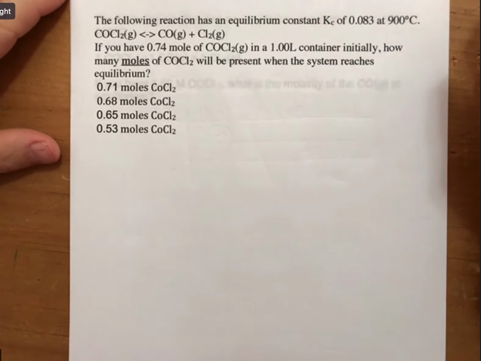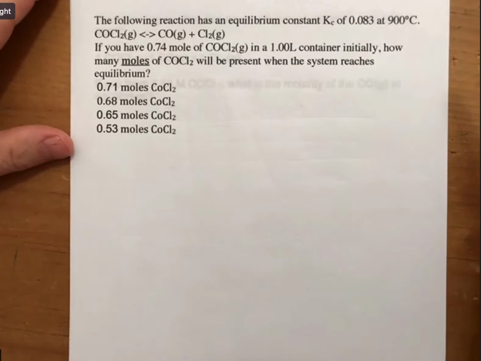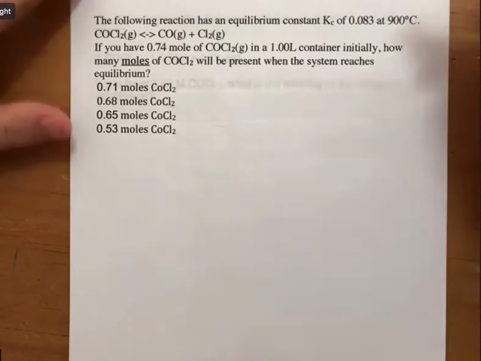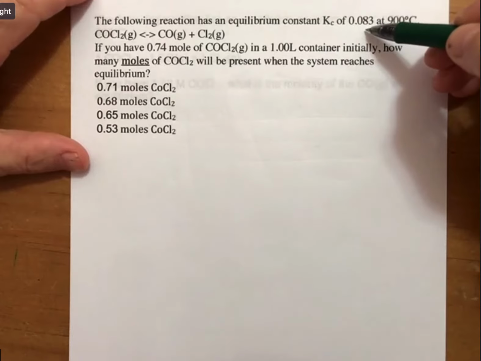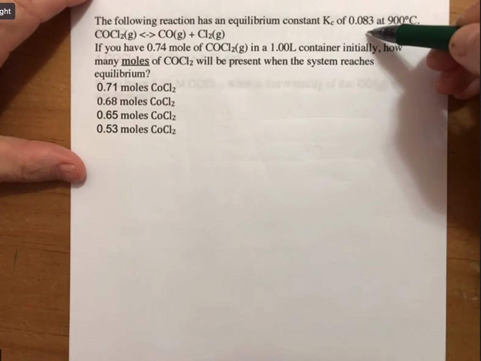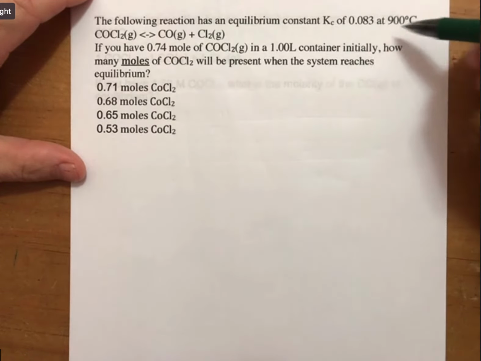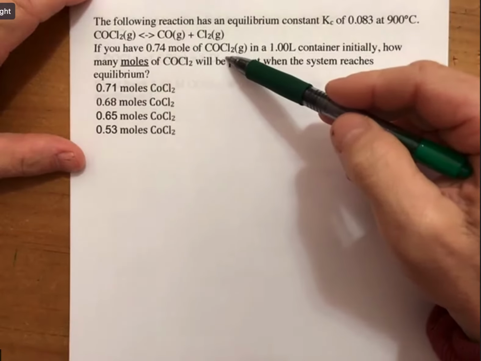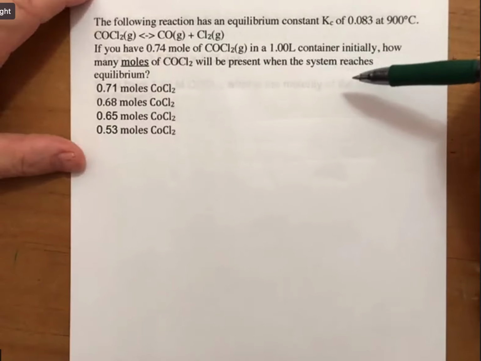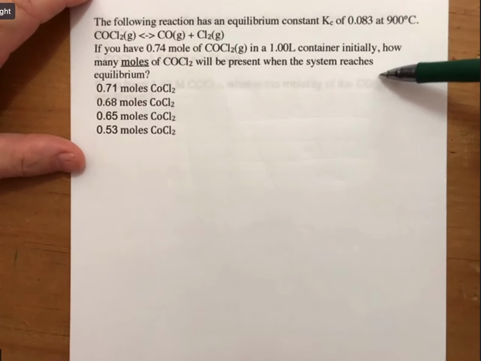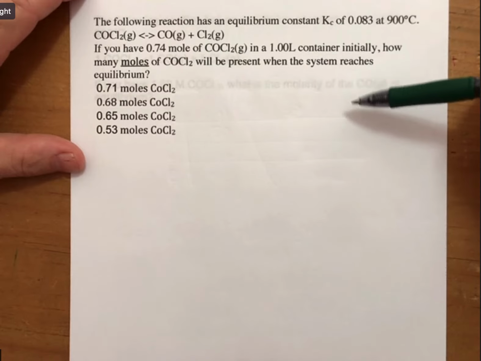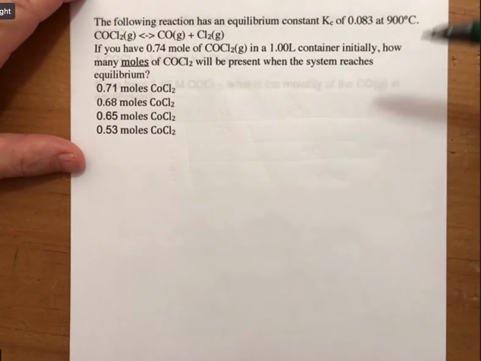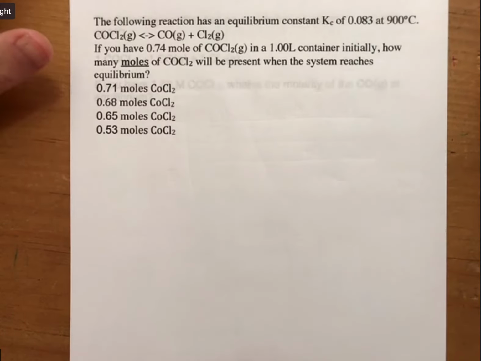Now for this problem, we are going to do another ICE table. It says the following reaction has an equilibrium constant Kc, so our equilibrium constant value is given as 0.083. It says if you have 0.74 moles of COCl2 in a 1 liter container initially, how many moles, not molarity, of COCl2 will be present when the system reaches equilibrium? This is an ICE table problem.